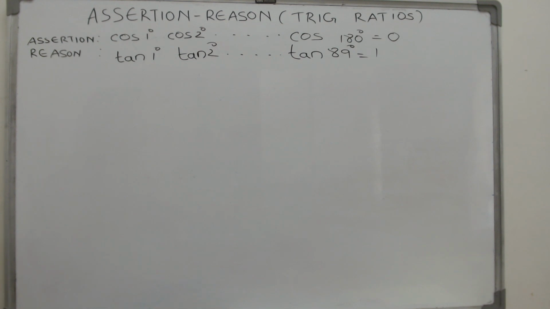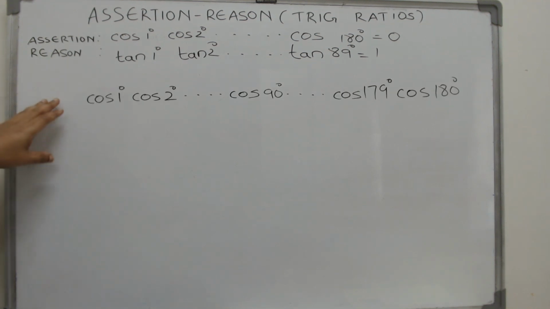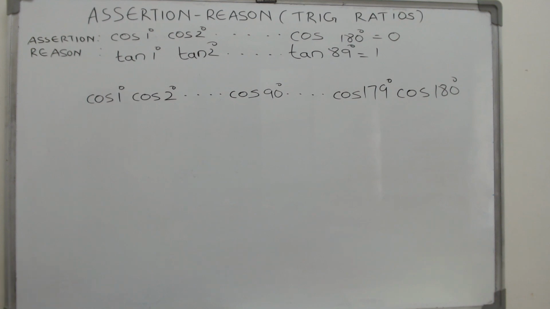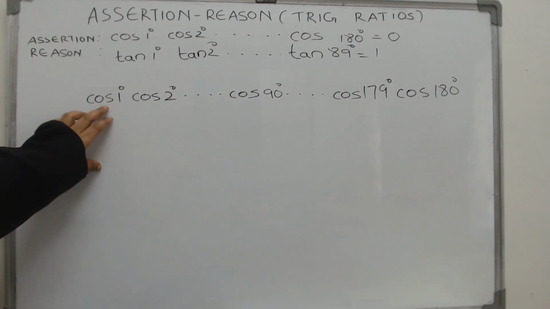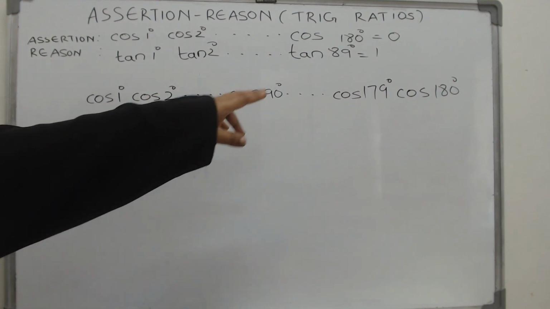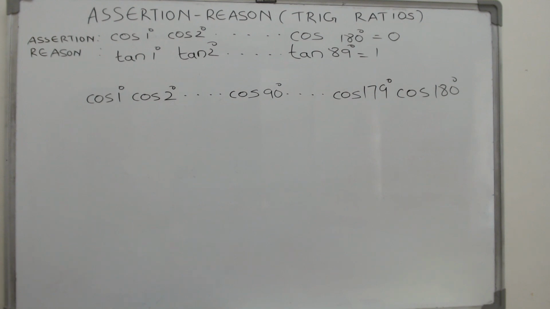Today let us see some assertion-reason questions. Our topic today is trigonometric ratios. So what is the assertion statement here? We have to prove that the product of these 180 numbers is 0. Now what are these numbers? These are the cosine values of angles starting from 1 degree all the way up to 180 degrees.